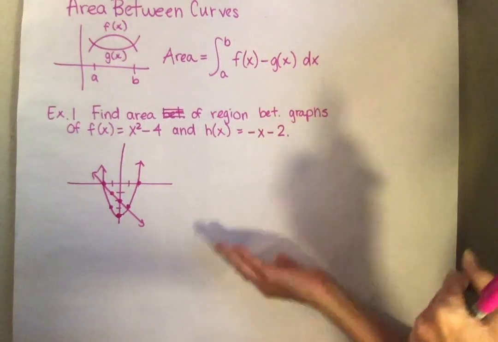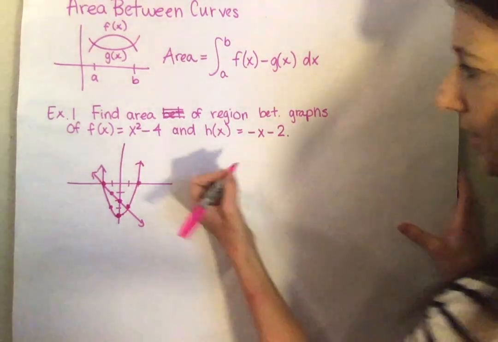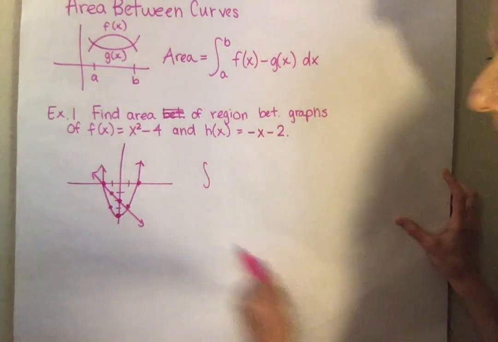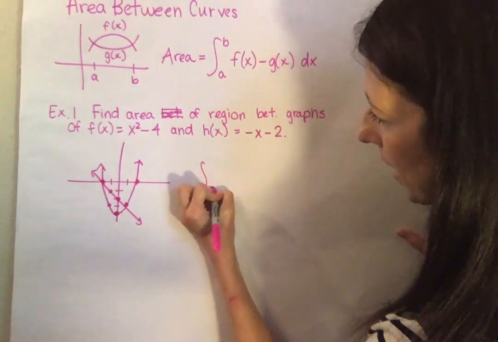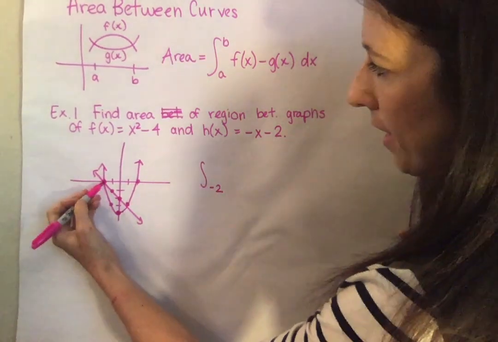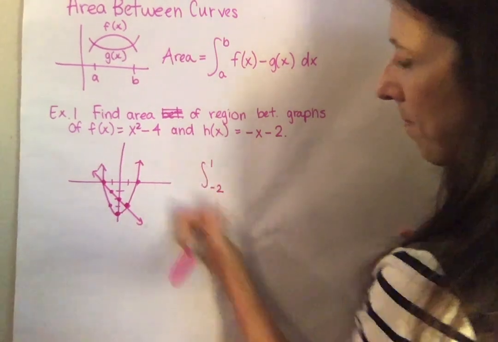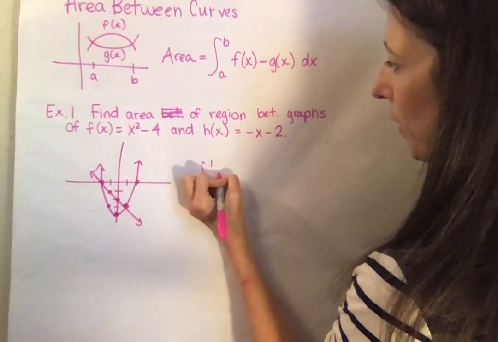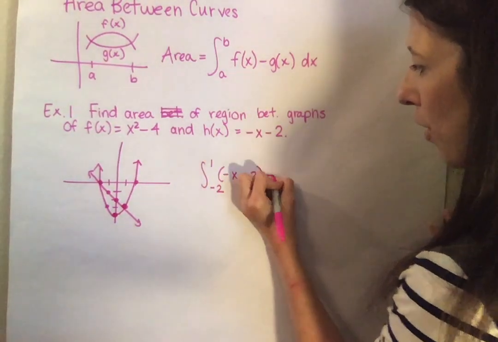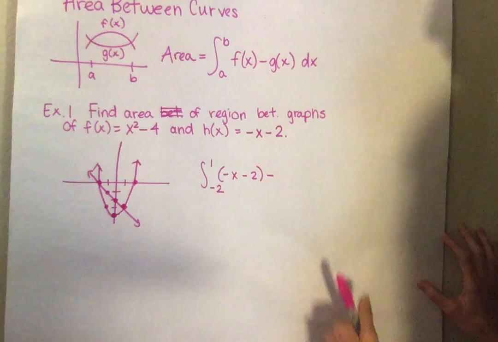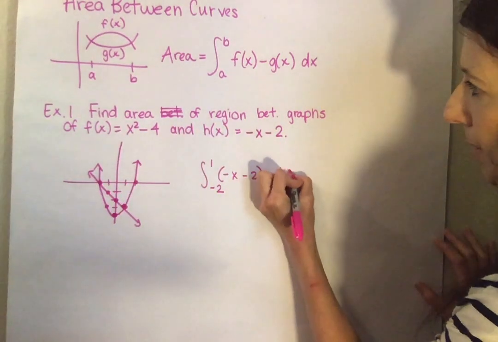Well, it's pretty easy to tell where the graphs intersect, and it's also pretty easy to tell which function's on top. So let's go ahead and set up our integral. The lower limit is going to be the first x value where they intersect, which is at negative 2. The upper limit is going to be the bigger x value where they intersect, which is at 1. The top function is the linear function. Now, parentheses are your friends. So this time it's h of x minus f of x, because h of x is the function on top, minus the lower function.